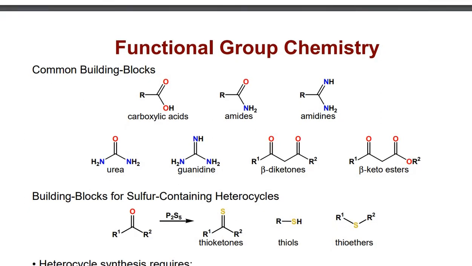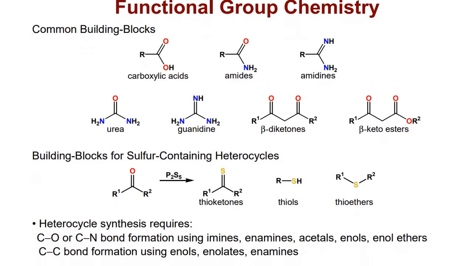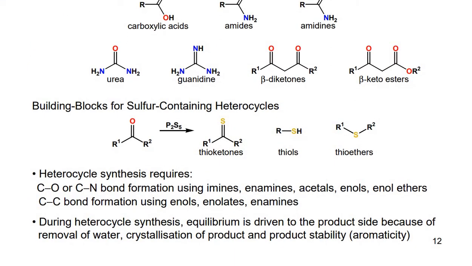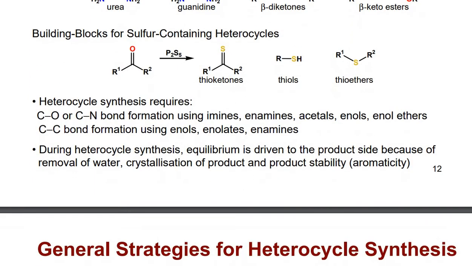Now functional group chemistry, you can see the carboxylic acid, amides, amidine, urea, guanidine, and beta diketone, beta ketoester. Building blocks for sulfur containing heterocycles. So heterocycle synthesis requires carbon-oxygen and carbon-nitrogen bond formation using imine, enamine, acetals, enols, enol ethers, and carbon-carbon bond formation using enols, enolate and enamine. During heterocyclic synthesis, equilibrium is driven to the product side because of removal of water, crystallization of product and product stability, which is aromaticity.